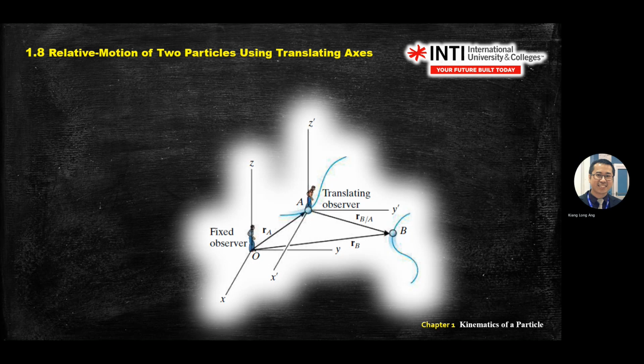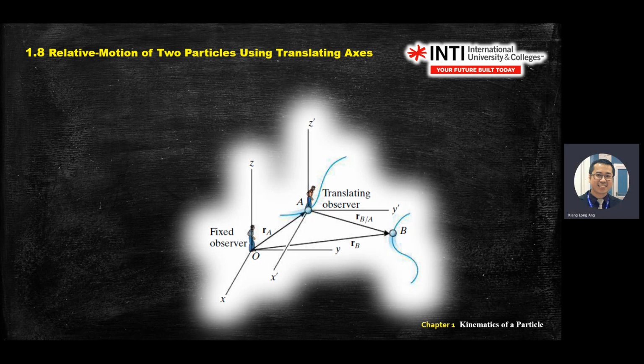All right. And A is also moving now. We have another friend who is also moving, or we call it a translating observer. So this object A is also moving. So when you are stationary, you observe A, you have another vector called RA. So actually, let's say you are the fixed observer, you're observing A and B. So you have two vectors, one is RA and RB.